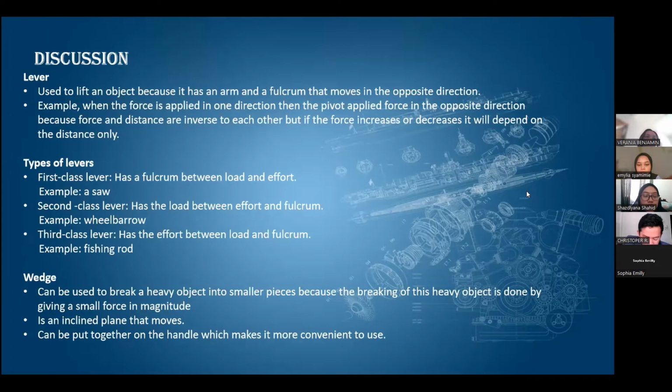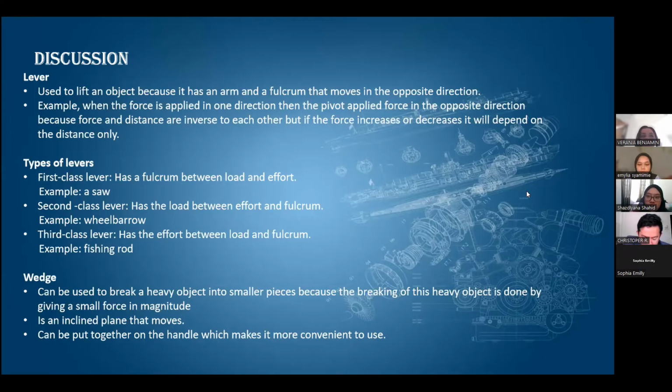Fourth simple machine is lever. Lever is used to lift an object because it has an arm and a fulcrum that move in the opposite direction. For example, when the force is applied in one direction, then the load applies force in the opposite direction, because force and distance are inverse to each other. If the force increases or decreases, it will depend on the distance only. There are three types of lever.